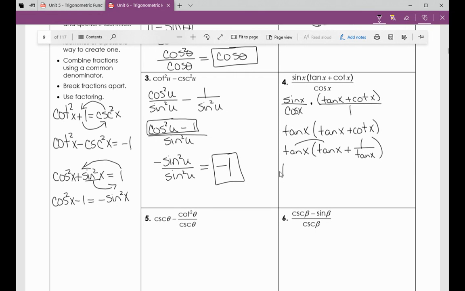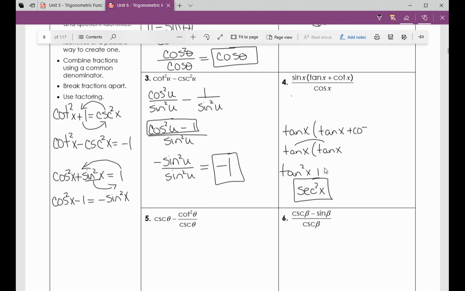So that gives me tangent square x plus 1. Because tangent times 1 over tangent, the tangents would cancel. What does tangent square plus 1 Pythagorean identity equal to? Secant square x. That would be my one final trig function. Now, if you don't want to do that method, you can fall back on the tried and true. We're still going to get to secant square. May take us a little bit longer.